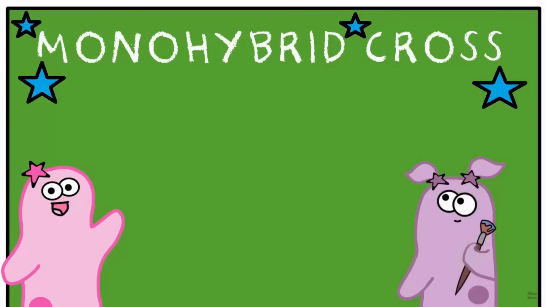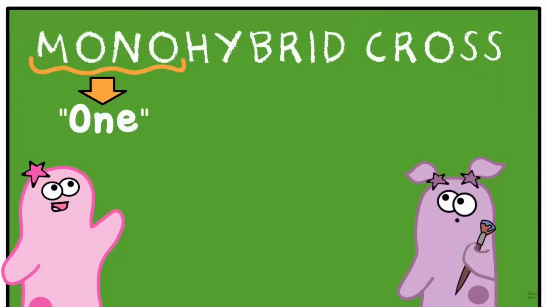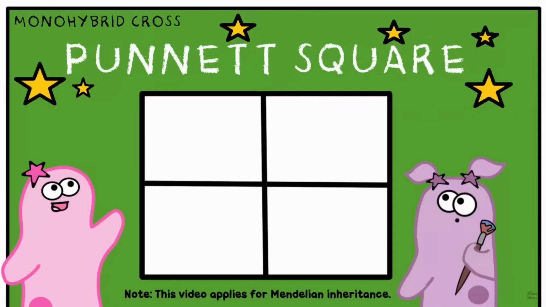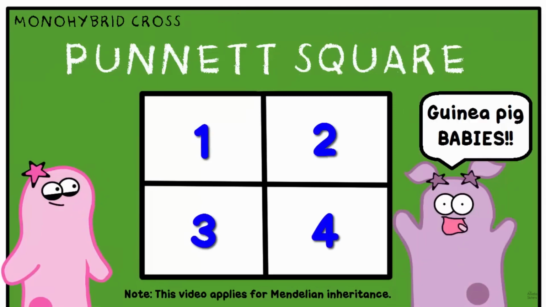So let's try a monohybrid cross. The root mono means one because it focuses on one trait, in this case, hair. And that means a Punnett square would need to be created like this with 4 squares. In our cross, we are going to cross 2 heterozygous guinea pigs. So let's look at this in steps.